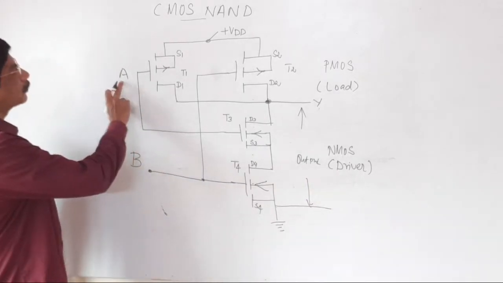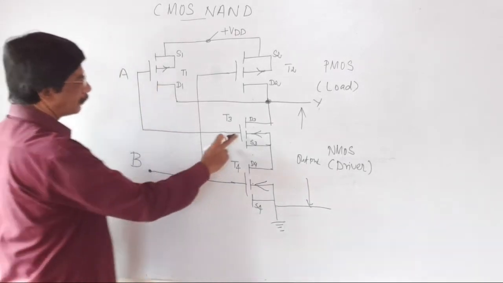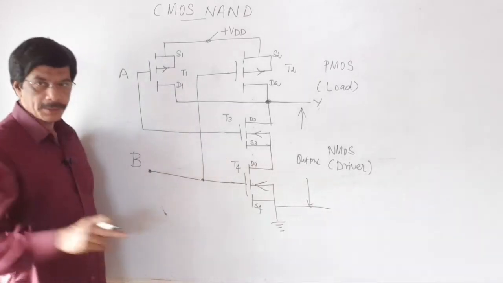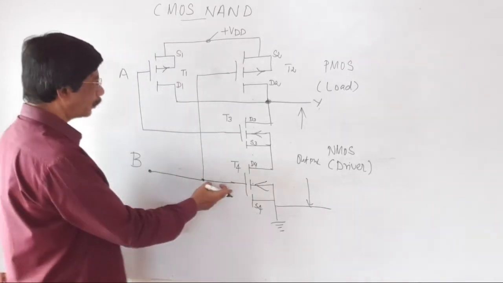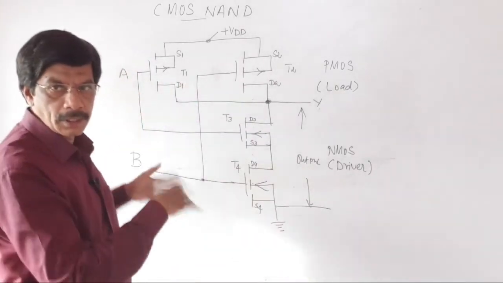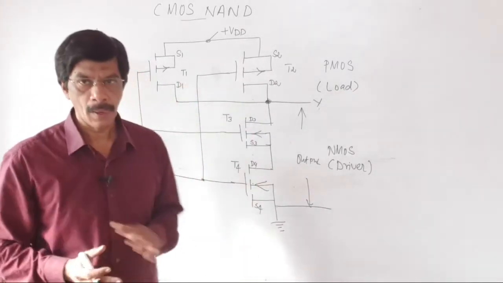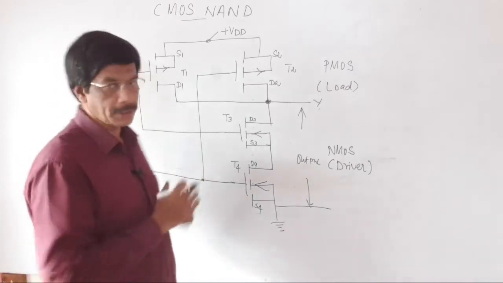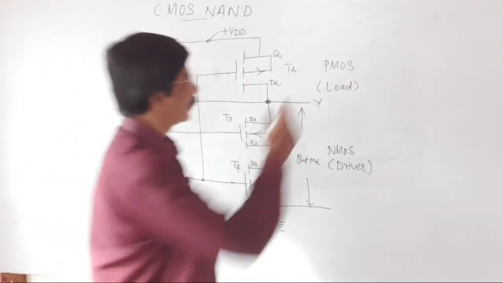The gate of T1 and the gate of T3 are interconnected. Similarly, the gate of T4 and the gate of T2 are interconnected. So the construction details of this circuit are over. Now let's see the truth table.